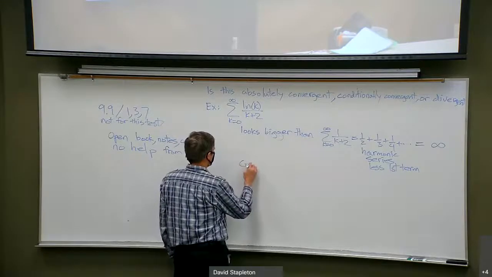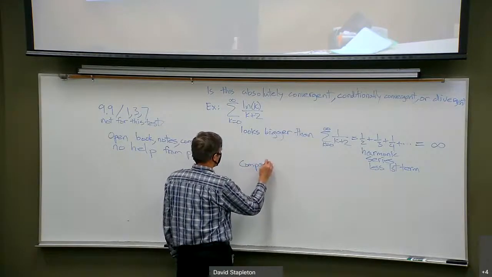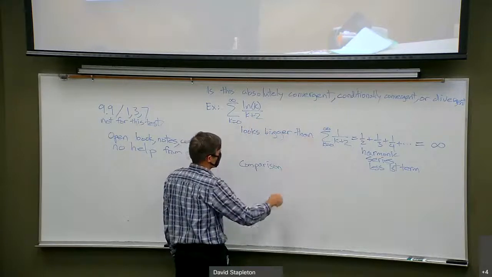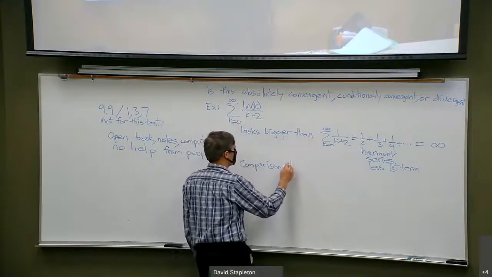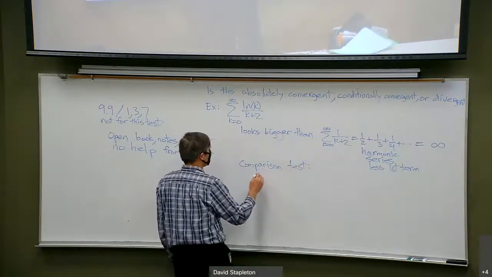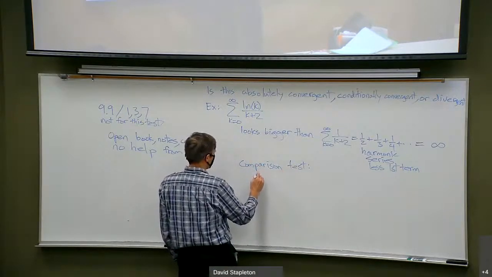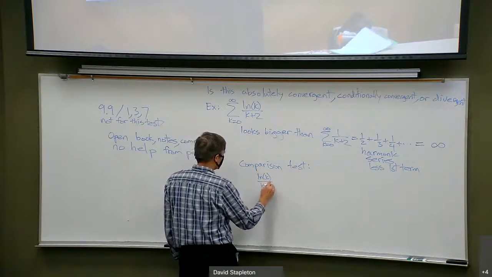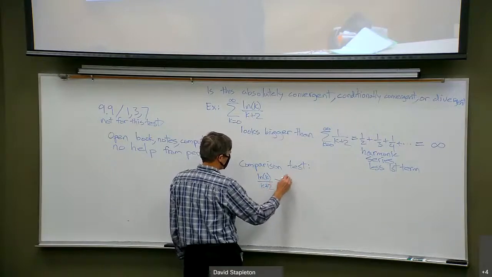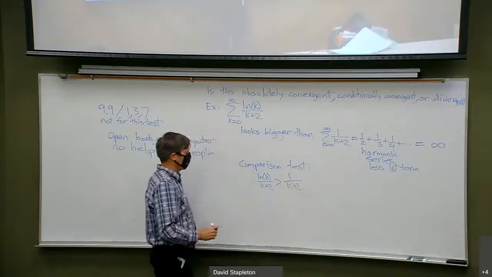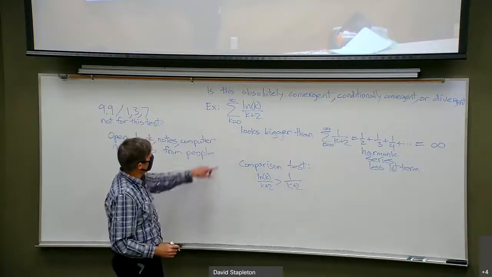For instance, think something: the terms are bigger than something you know converges. That's a case for the comparison test. So the comparison test, you simply base it on that intuition and say, ln of k over k plus 2 is bigger than 1 over k plus 2. All right, at least for not the first term.